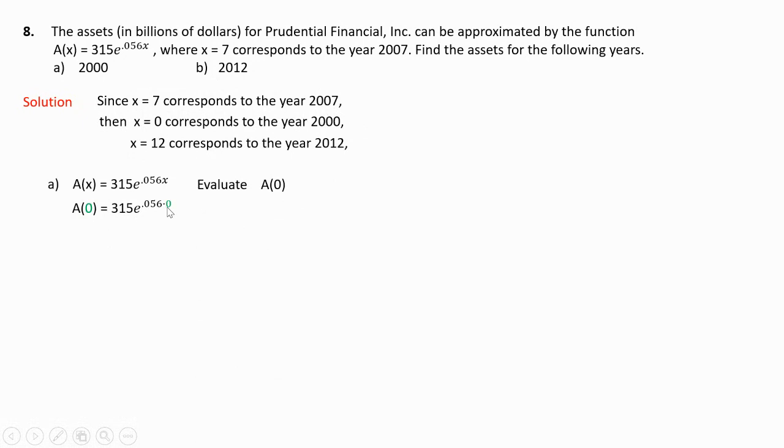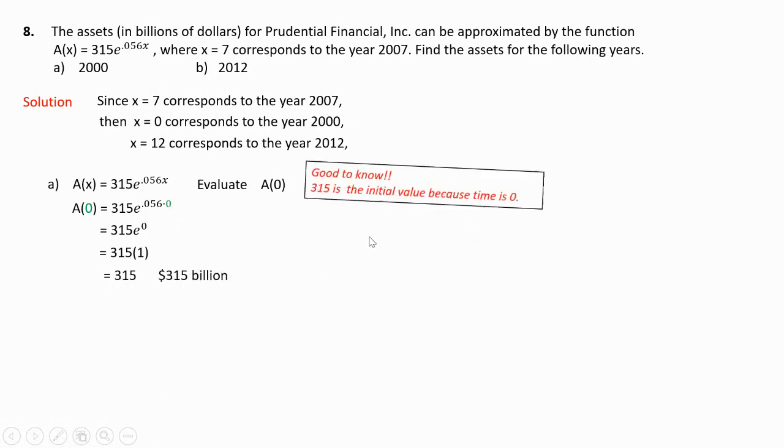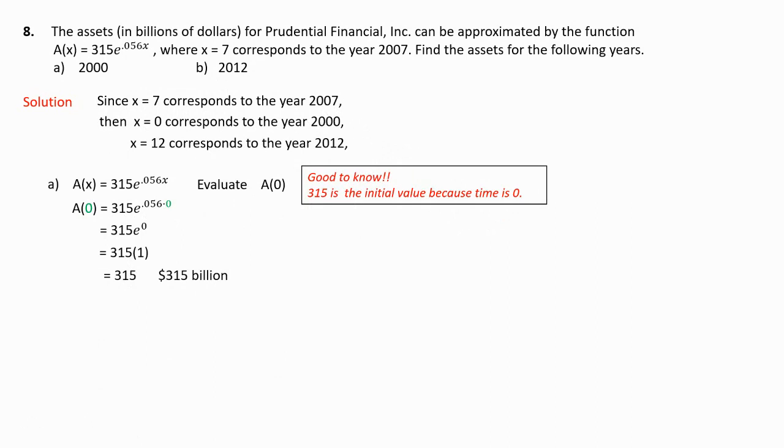0.056 times 0 will give us 0, so it will give us e to the 0. E to the 0 will give us 1. 1 times 315 will give us 315. So this is the answer for the A part: 315 billion.